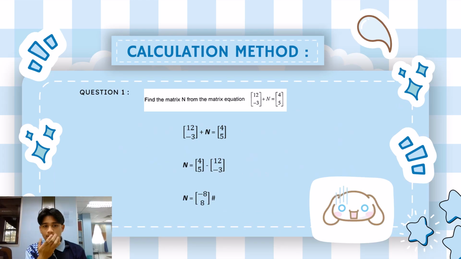Next, we're going to solve the question using this matrix method. First, find the matrix N from the matrix equation. Now we subtract the values one by one. 4 minus 12 equals negative 8. Then 5 minus negative 3 equals 8. So the answer is N equals negative 8 and 8. And that's how you solve it. Next.